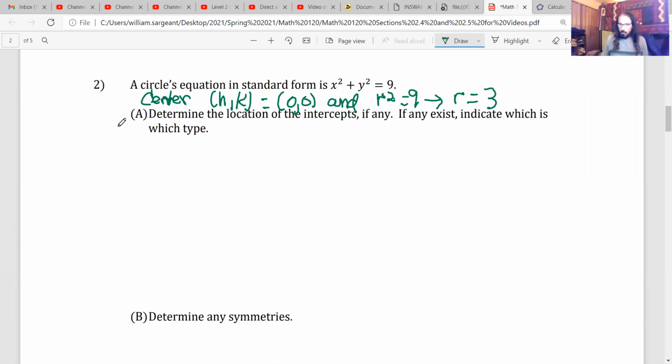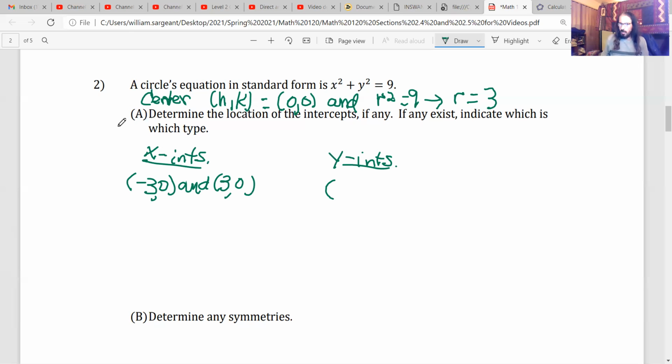The intercepts, because you're starting at the origin, you could potentially do this without any work by just going 3 left and 3 right to get the x-intercepts versus going 3 down and 3 up to get the y-intercepts.